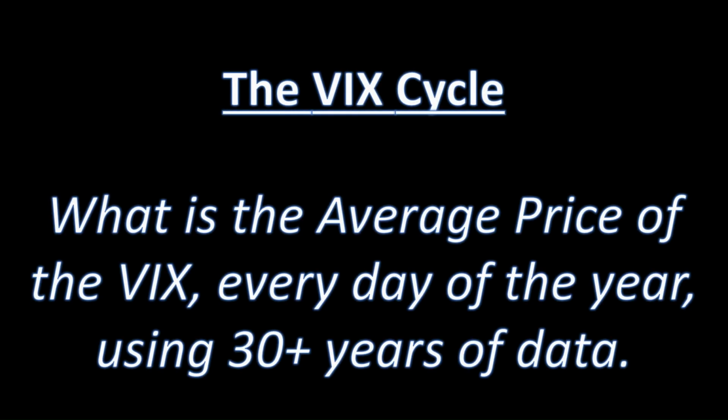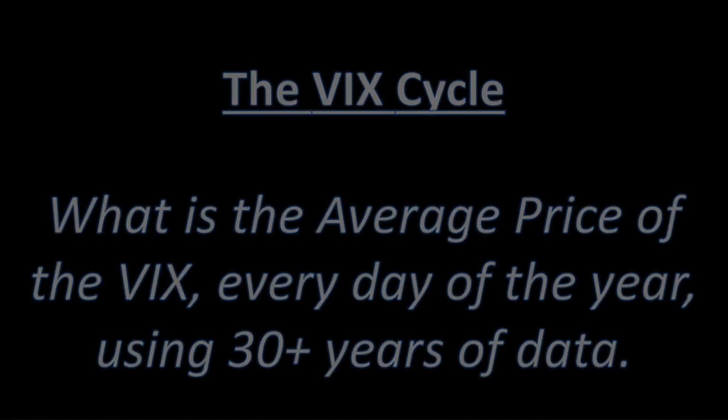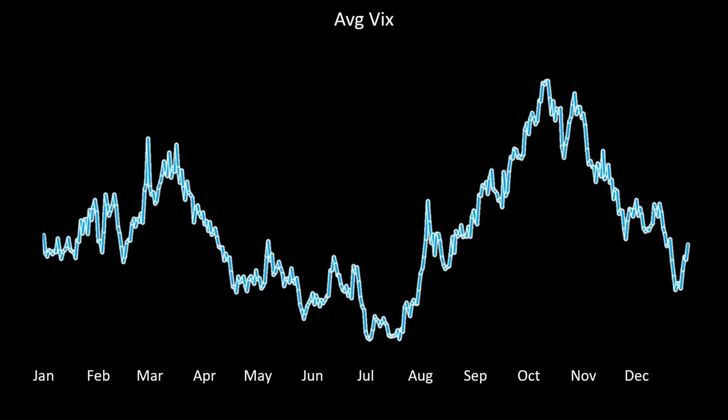Now, the VIX cycle. What is the average price of the VIX every day of the year using over 30 years of data? Essentially, you wanted to find out what's the average price of the VIX on January 1st, every single January 1st, going back 30 years, January 2nd, and so on and so forth. Well, we've done this. Putting the averages all together, this line shows us the average value of the VIX for every day of the year using, again, over 30 years of data. And what we can see is very interesting.